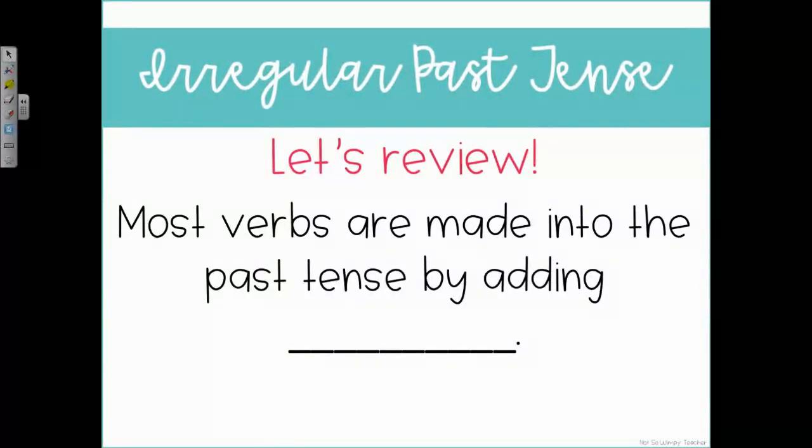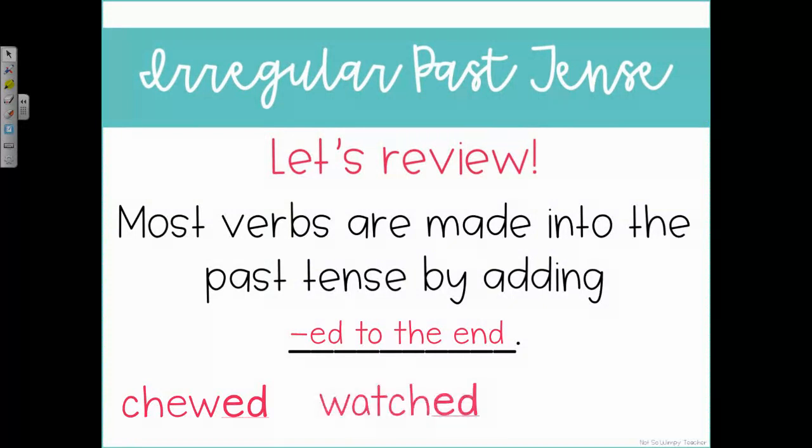Let's review. Most verbs are made into the past tense by adding ed to the end. For example, chew becomes chewed with an ed ending. Watch becomes watched, and listen becomes listened. These, boys and girls, are regular past tense verbs.